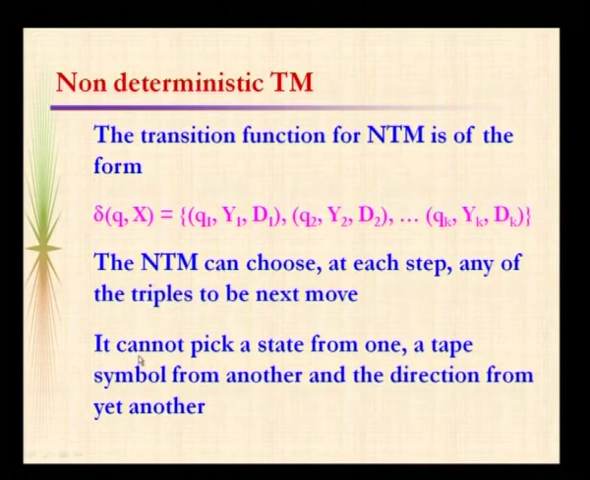So, you cannot pick a state from one tuple, a tape symbol from another, and the direction from yet another. Always you select one complete tuple, that is, either q1, y1 and d1, or q2, y2 and d2. That is how non-determinism is defined in Turing machines.